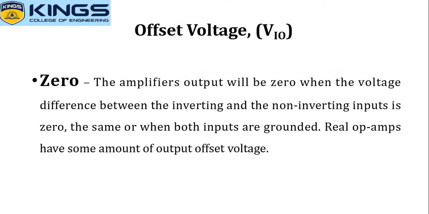Another characteristic of the op-amp is offset voltage, Vio. It is also 0. The amplifier's output will be 0 when the voltage difference between the inverting and non-inverting inputs is 0, or when both inputs are grounded. In a real op-amp, some amount of output offset voltage is available.